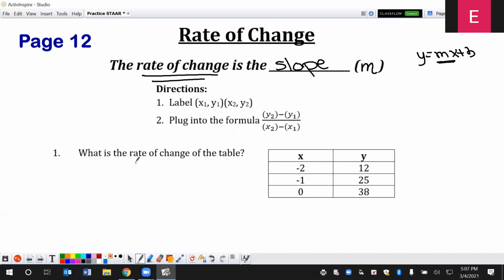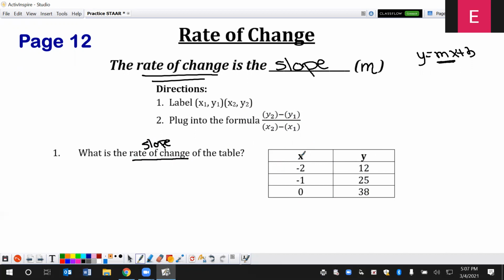Okay, so right here it says find the rate of change for the table. Remember, rate of change means slope, and your slope formula is this one right here. So in your formula chart, the day of your test, it's not going to say rate of change. On the formula, it says slope. You have to remember that means the same thing. So I'm going to pick 2 points from my table and I'm going to plug them into my equation.